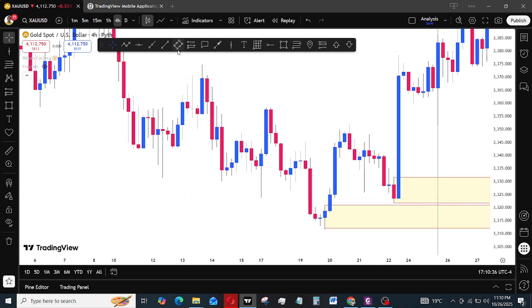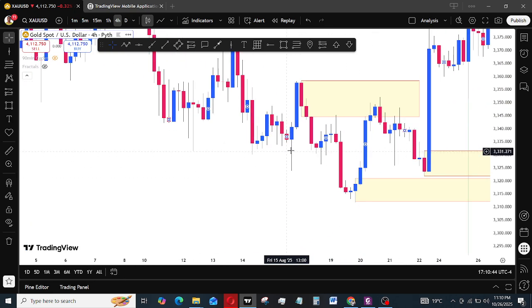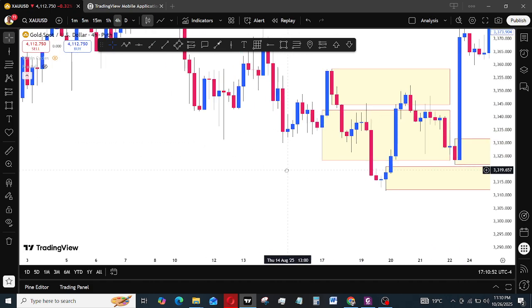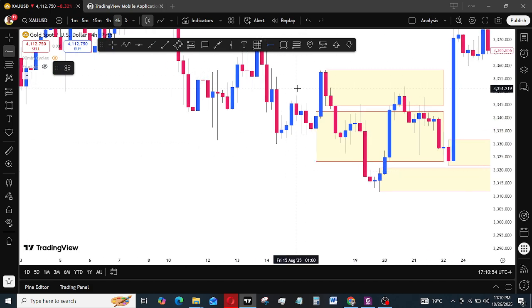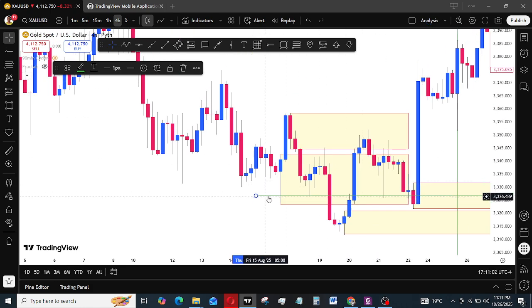We have this, this is an order block, but when you look at the chart, everywhere you see is an order block. So the question is, which one is more likely to hold the price, so that if price reaches those zones, it will just bounce off and continue in the same direction?